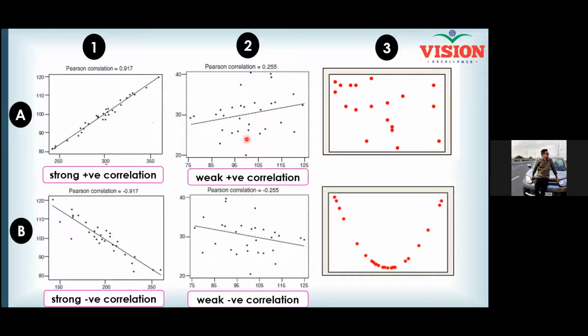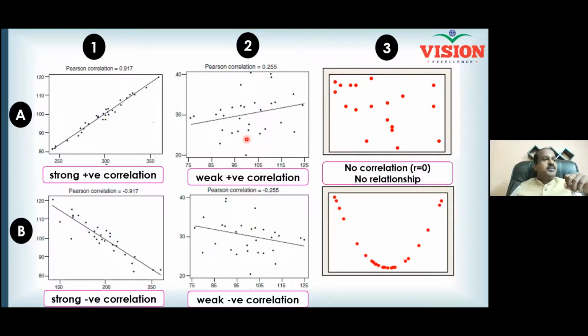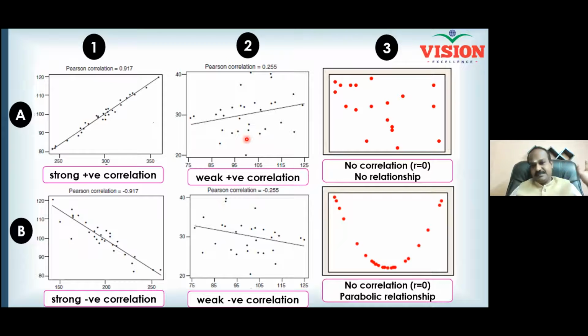In both cases, there is no correlation. But in the first case, there is no relationship. In the last case, there is a parabolic relationship. So what do you understand out of this? The Pearson coefficient checks only the linearity.